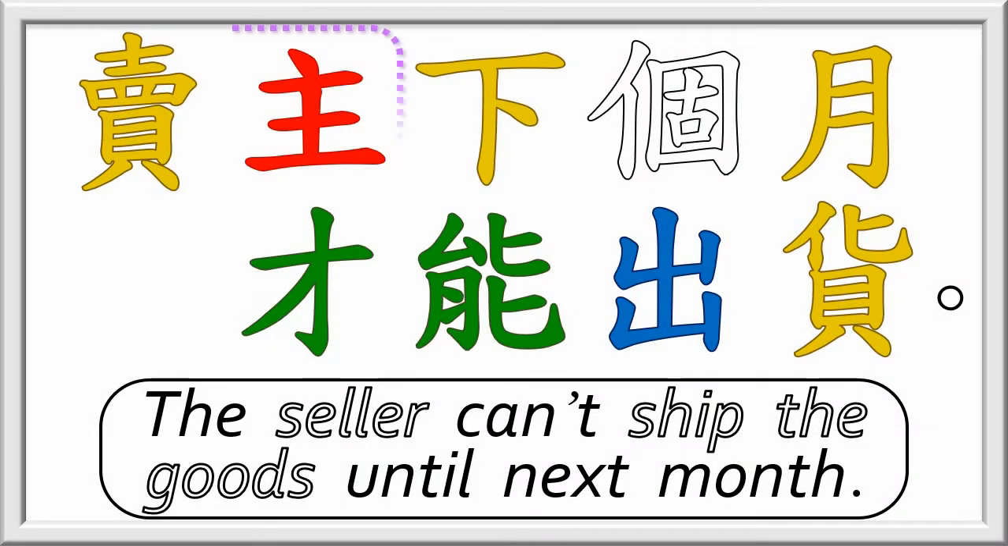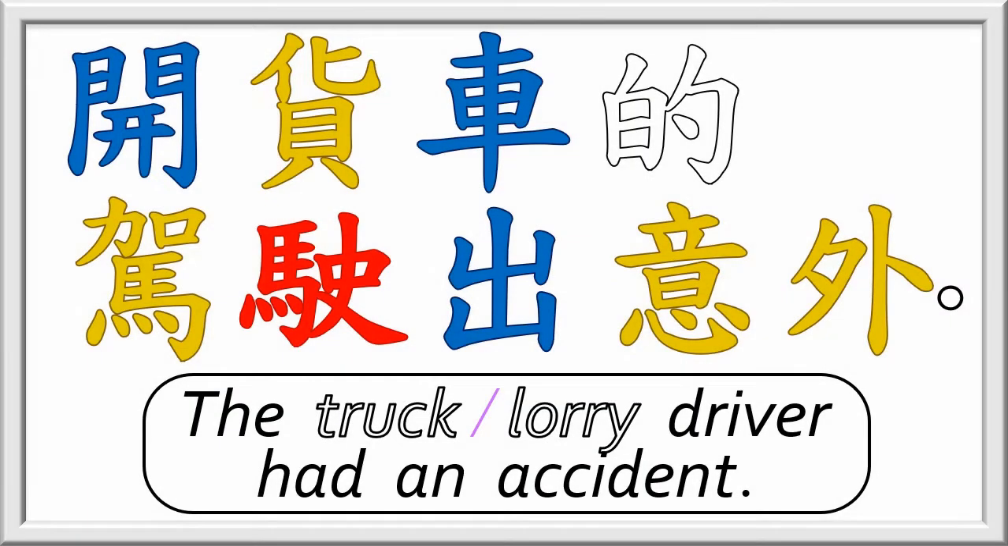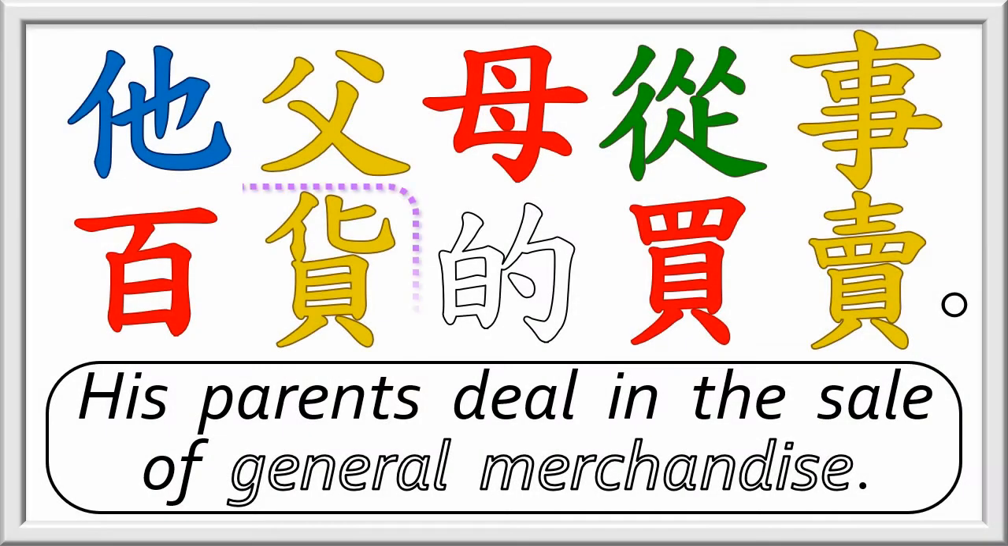Here are three other combinations. 卖主下个月才能出货. The seller cannot ship the goods until next month. 开货车的驾驶出意外. The truck or lorry driver had an accident. 他父母从事百货的买卖. His parents deal in the buying and selling of general merchandise. 百货 literally means hundreds of items.